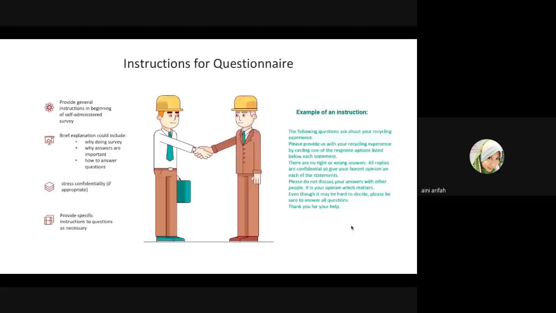The following questions ask about your recycling experience. Please provide us with your recycling experience by circling one of the response options listed below each statement. There are no right or wrong answers. All replies are confidential, so give your honest opinion on each of the statements. Please do not discuss your answers with other people. It is your opinion which matters. Even though it may be hard to decide, please be sure to answer all questions. Thank you for your help. These are the kind of instructions you can give to the respondents before they go to the questions.